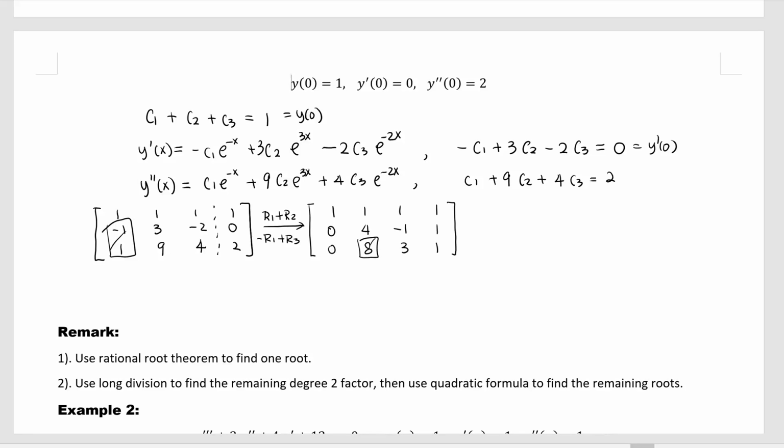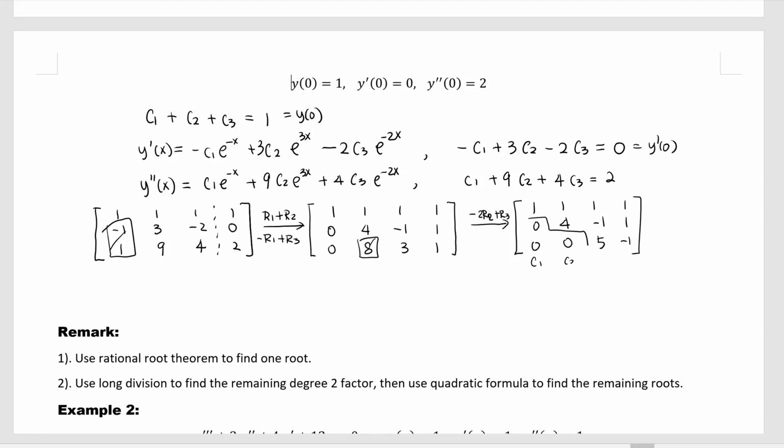You want to kill this guy. Oh, do you see 8 is already a constant multiple of 4? So we don't need to make the 4 to be 1. We can just use minus 2R2 added to R3. So 0, 4 minus 1, 1. 0, 8 minus 8 is 0. 3 minus 2 times negative 1, 3 plus 2 is 5. And 1 minus 2 is minus 1. So see, we have echelon form.